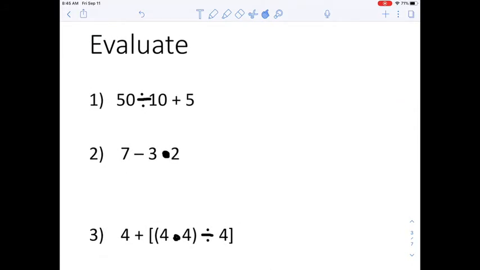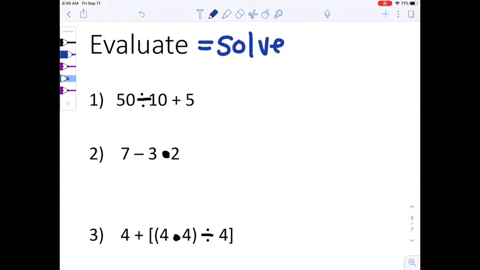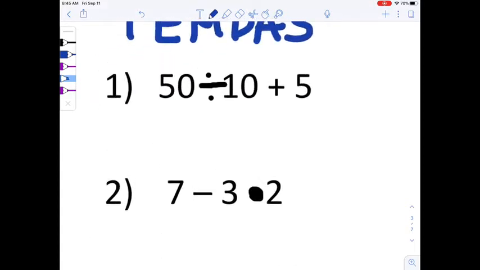The next few are evaluating. And remember, evaluate means to solve. So we are going to solve these 3 problems using our order of operations, PEMDAS: parentheses, exponents, multiplication, division, addition, subtraction.